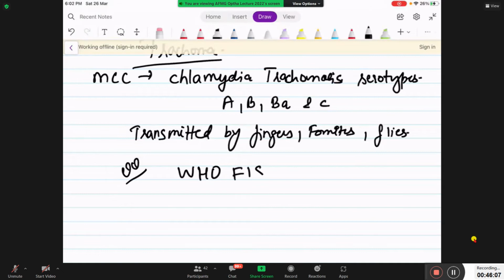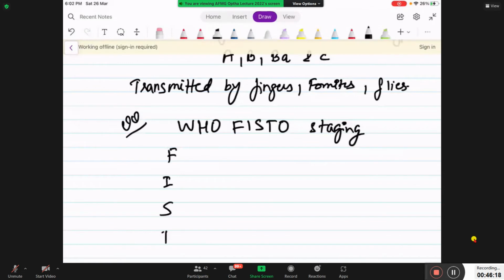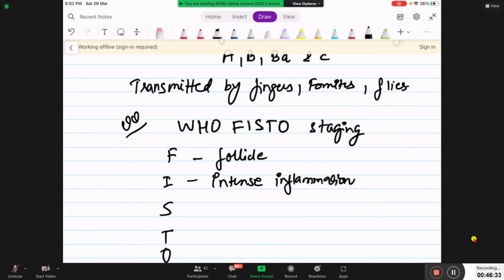Now, another important question in trachoma is that there is a classification which is called WHO's FISTO staging of trachoma. FISTO, where F stands for presence of follicles, which I showed you in the image. I for intense inflammation, S for scarring, T for trichiasis, and O for opacity, corneal opacity.